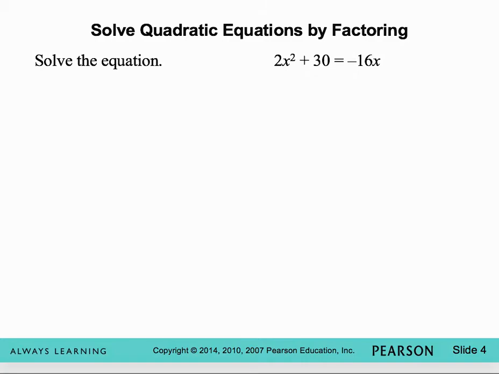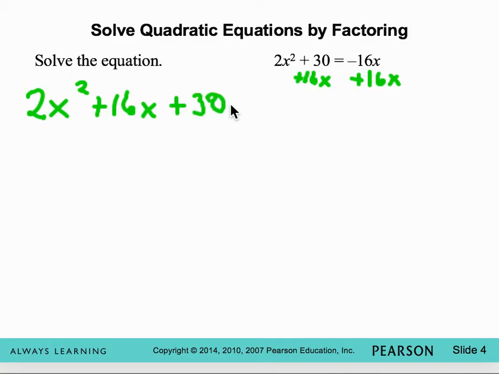Okay, it's a quadratic equation again. I got to pay attention to that. It's quadratic. That means first step is it's got to equal 0. And it needs to be in descending order. So I'm going to add 16x to both sides. Okay, so that'll give me 2x squared plus 16x plus 30 equals 0.